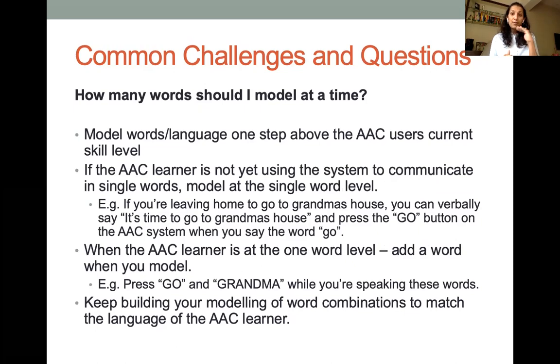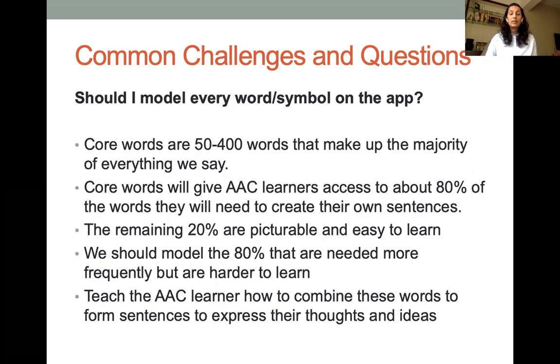If the person's already at a 1-word level, then you add a word when you model. So you can press go and grandma while you're saying that whole sentence, okay? So you keep increasing your modeling depending on the language of the AAC learner.